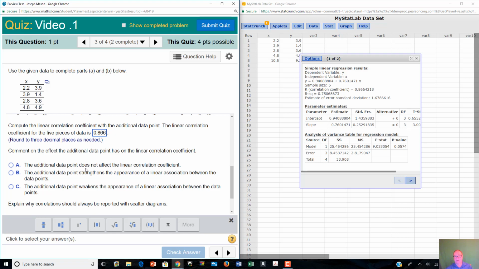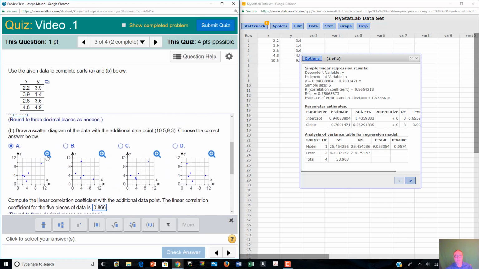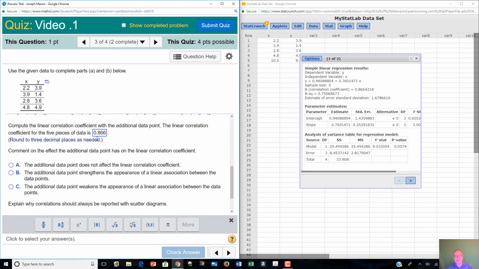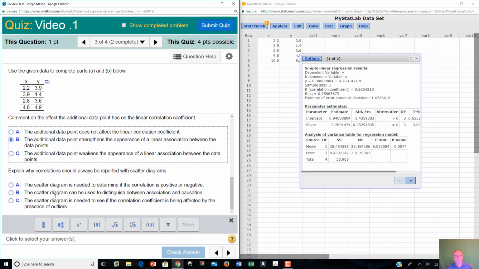The additional data point does not affect the linear correlation coefficient. Well, it did. It made it go a lot larger. The additional data point strengthens the appearance of the linear association between the data points. The additional data point weakens the appearance. Well, we went from 0.073 to 0.866. That definitely strengthened it. So that would be B.